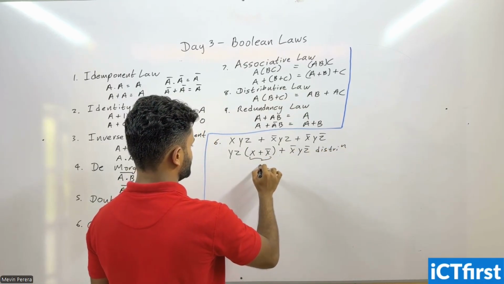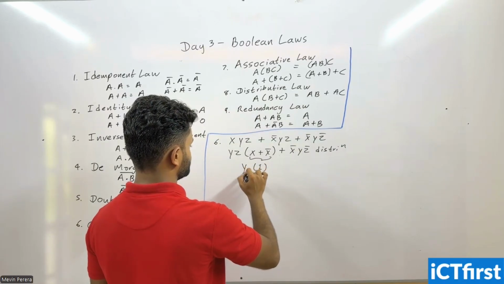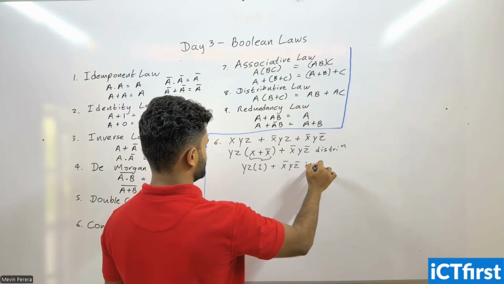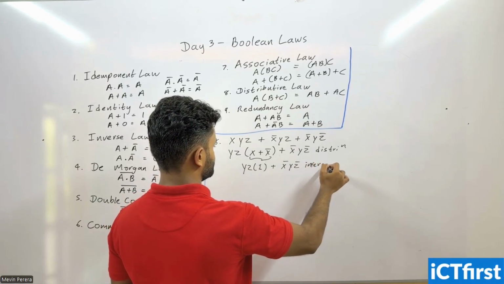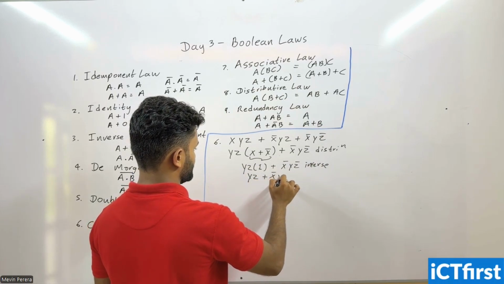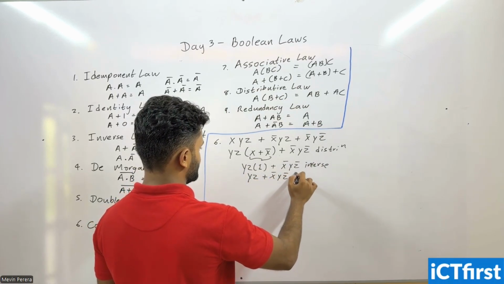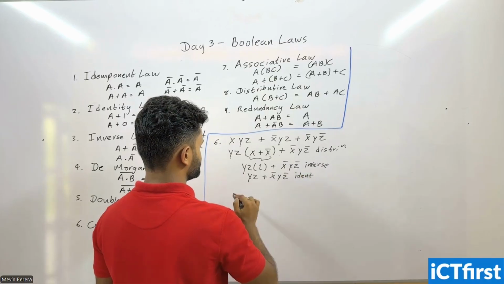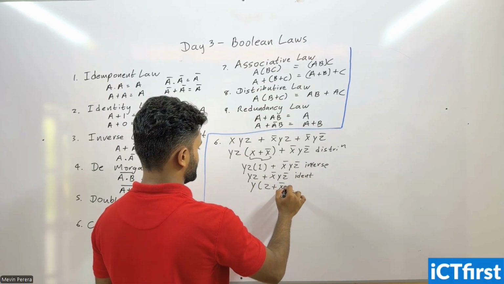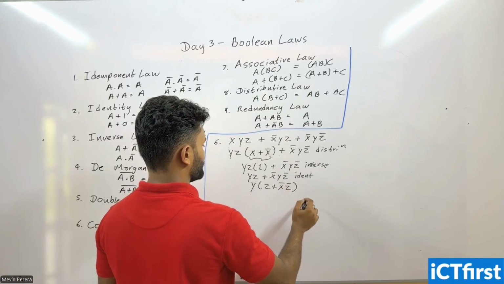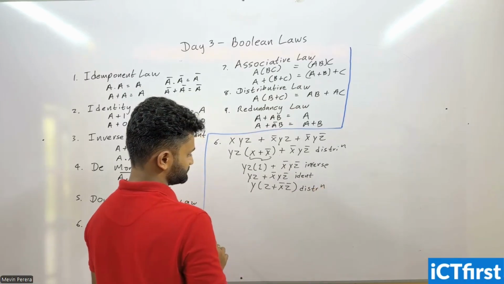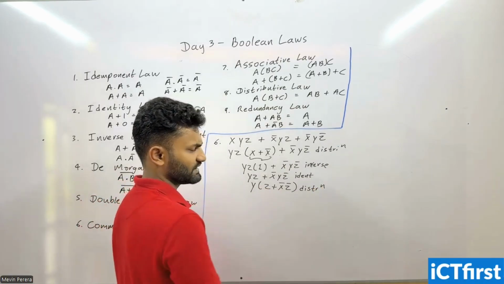Now this is equal to 1 plus y bar z bar, that is the inverse law. Then yz plus x bar y z bar, that is the identity law. Then y outside, then z plus x bar y z bar. Now this is once again the distributive law. Now remember this one, right?